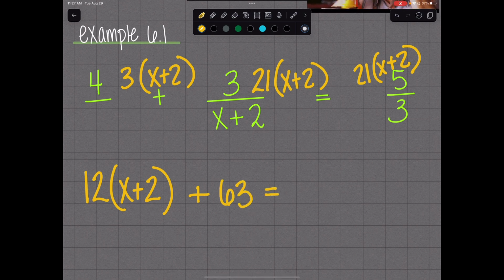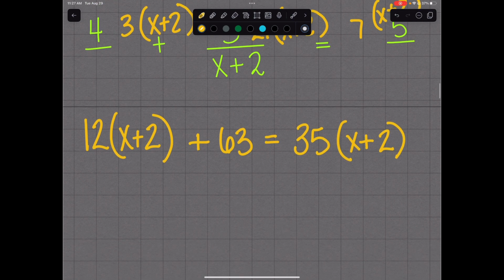Okay, and then let's do the last term. What can we cancel out to make it easy? 21 over 3 is going to be the same as 7 on the top. So it's just 7 times 5. So it's going to be 35 times (x + 2).